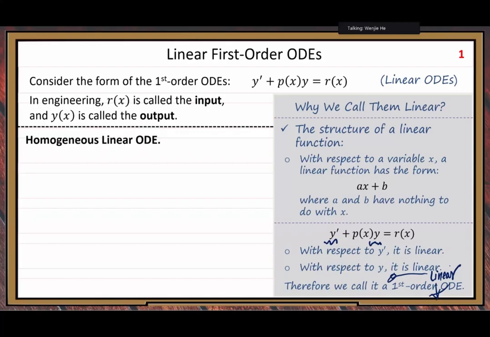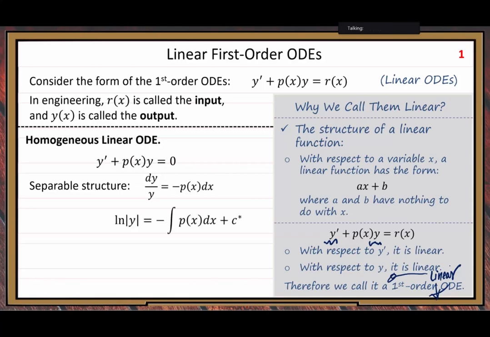Homogeneous linear ODE: the R function is 0. R function must be the zero function. If the R function is non-zero, it is not homogeneous. Separable structure: for this homogeneous case, it's a separable structure. You can solve it as a separable ODE and find a general solution. So this is the general solution.